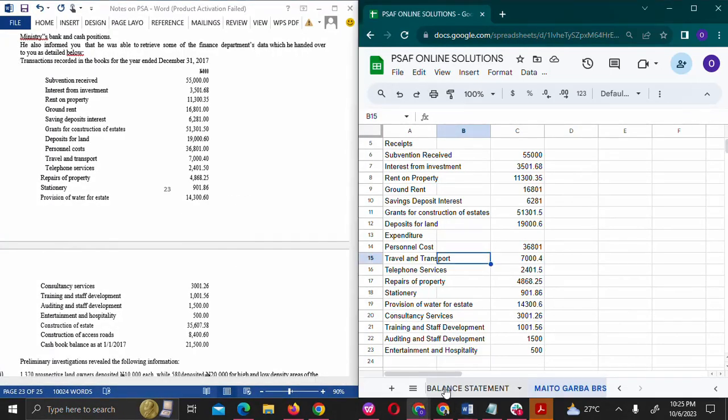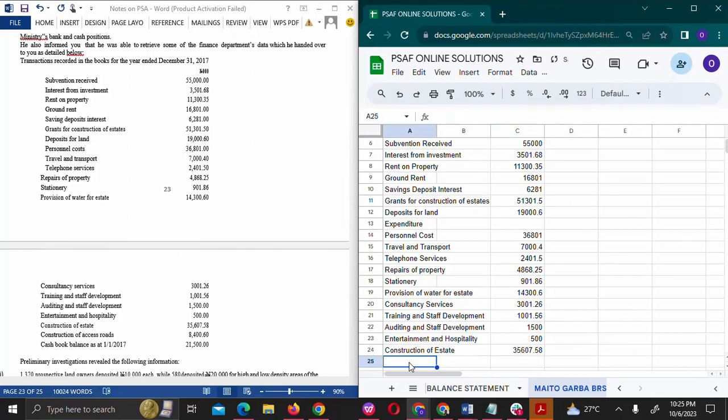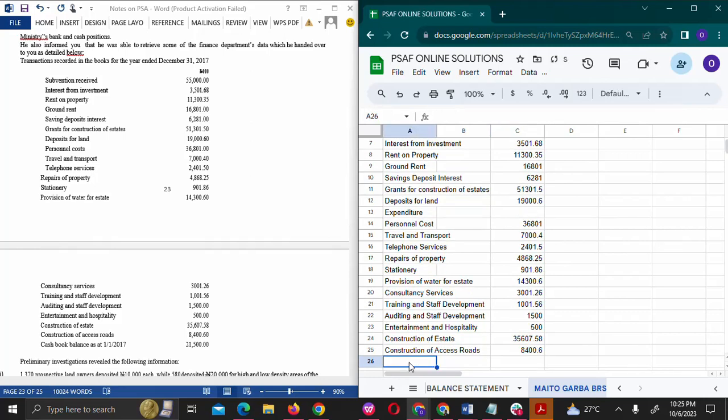Then we have construction of estate, 35,607.58. Then you have construction of access roads, 8,400.6. And that is all with that.